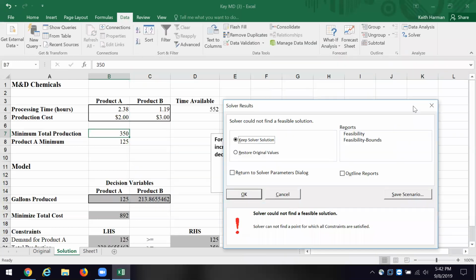Okay, and it tells me it can't find a feasible solution. Now I want to show you something very important that you might have run into or had a little bit of a problem with. As the book has talked about, there are going to be some times when we can't find a feasible solution. There may be a range of feasible solutions, but we can't find a best solution.